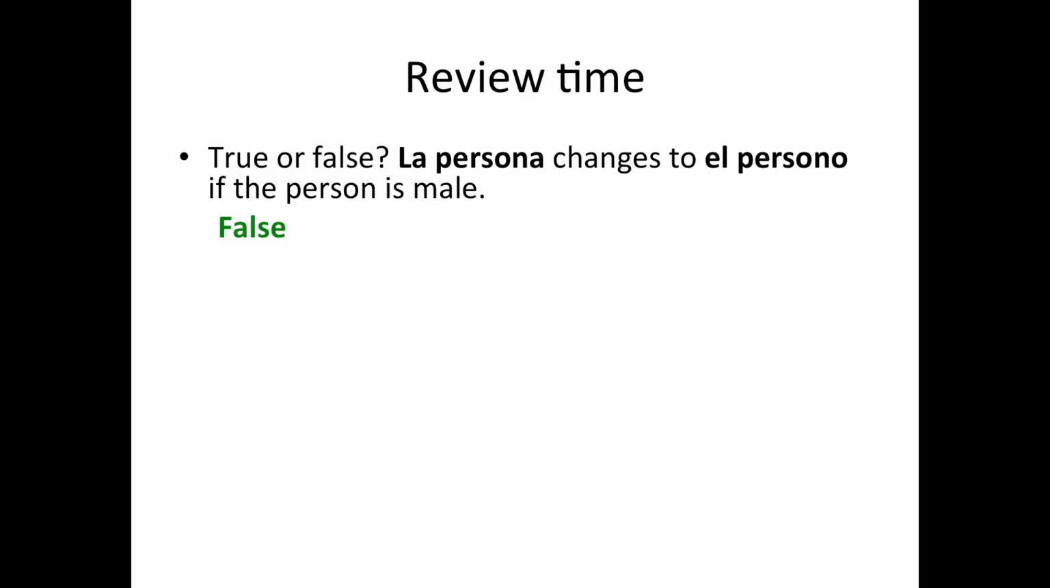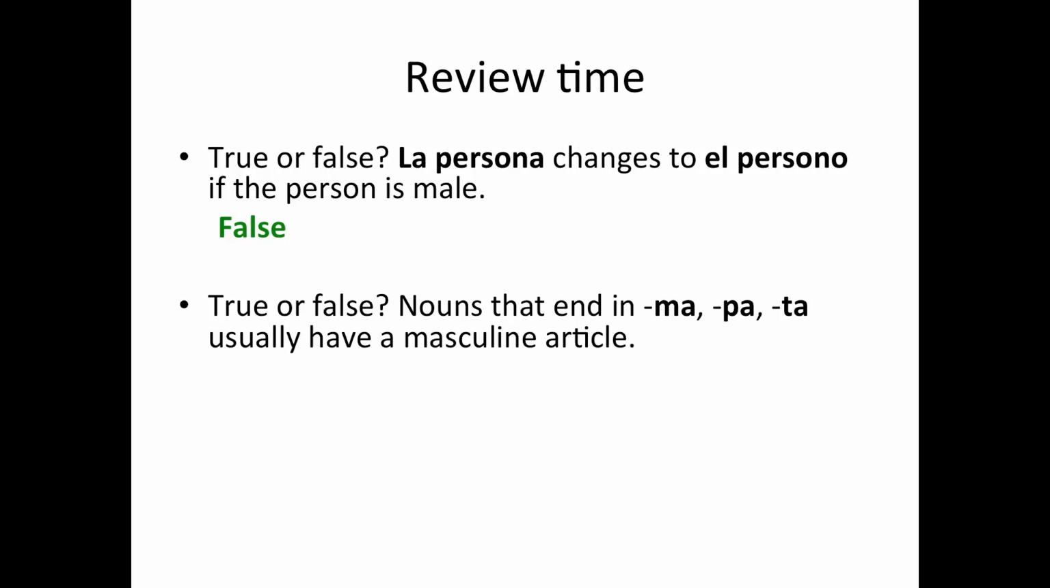Okay, let's move on. True or false? Nouns that end in ma, pa, ta usually have a masculine article. Okay. So for the most part, this is a true statement. Now, remember, there are a lot of words in Spanish that are of Greek origin, and those are ma, pa, and ta ending nouns, and they will have a masculine article.